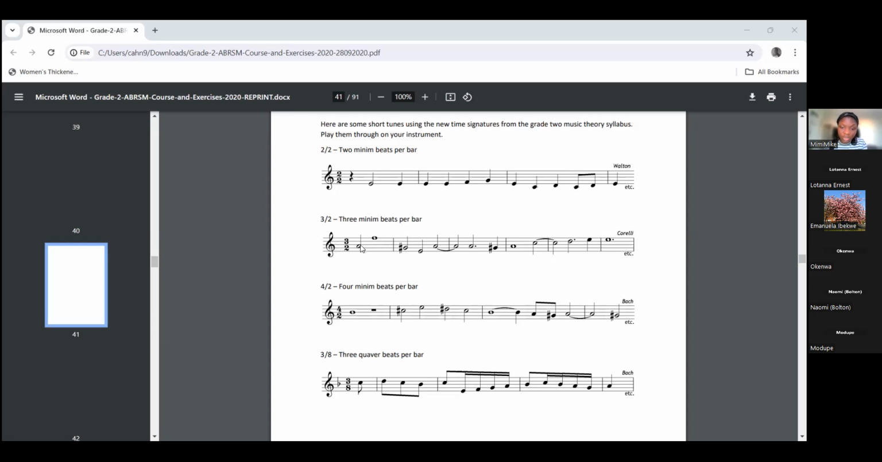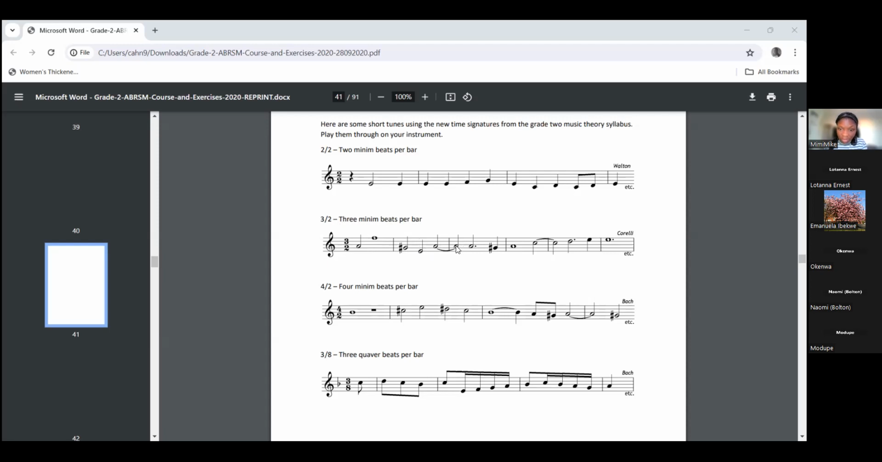But we should also take note that this can be represented like the second example, 3, 2. So 3 minim beats per bar. The same calculations, right? 1 minim and 1 semibreve is equal to 3 minims. Right? 1 semibreve is equal to 2 minims. So that is 3 minim beats in a bar. So the next one, we see 1, 2, 3. 3 minim beats in a bar.